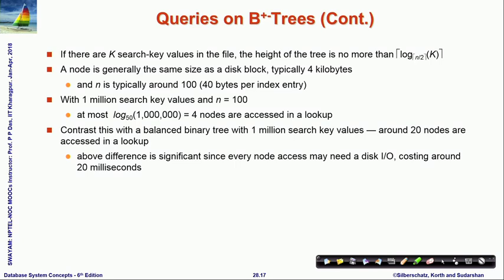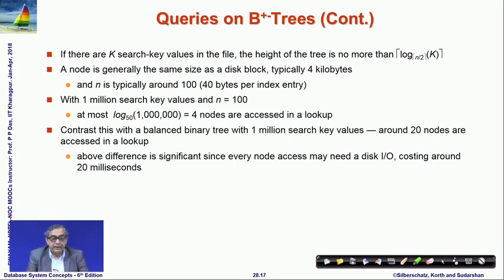So, if there are k search key values in the file, then let us see what the cost comes to. The height of the tree is not more than log k to the base n by 2. So, how large should the node be?